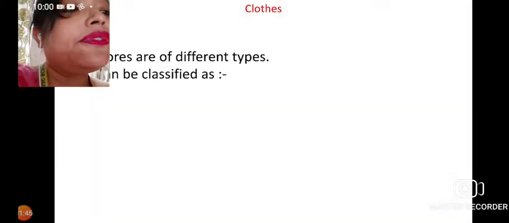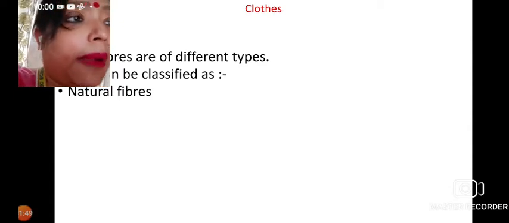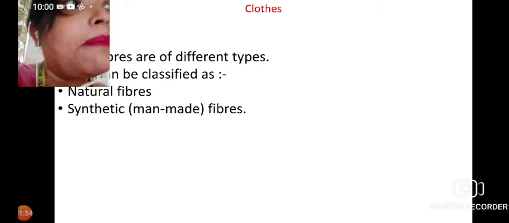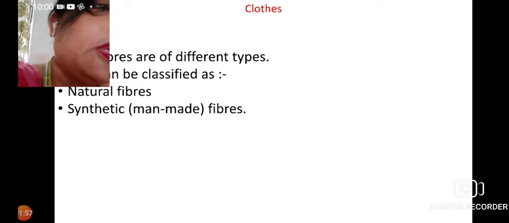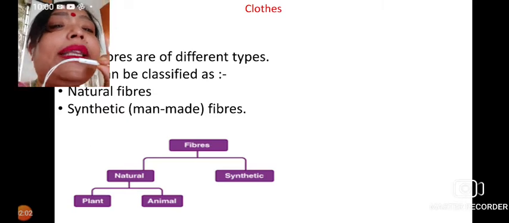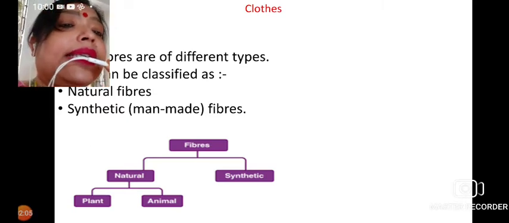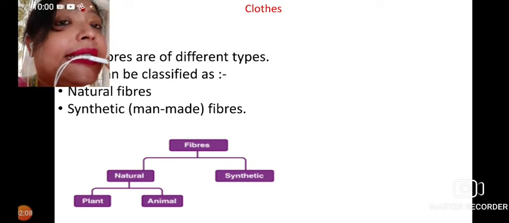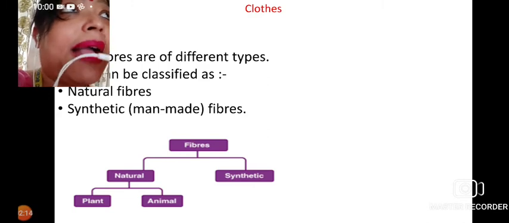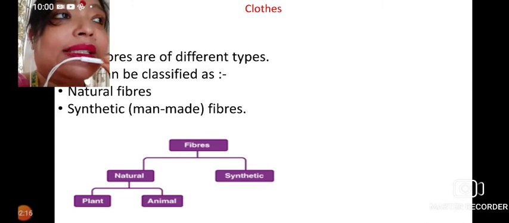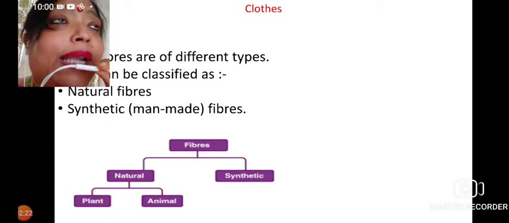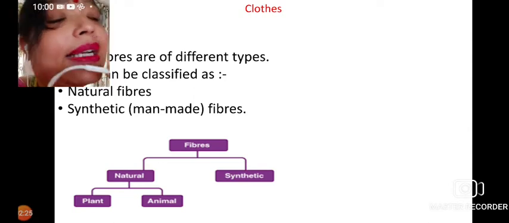Now there are different types of fibers. The first one is the natural fiber, and the second one is the man-made or the synthetic fiber. So the fibers here are classified into two categories. Synthetic fiber means which we artificially prepare, which is manufactured artificially. The natural fibers are of two types. One is the plant fiber, another one is the animal fiber.